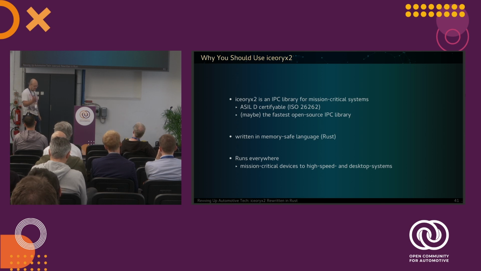Iceoryx, and also Rust. But here, the 5 insights, but also, let's say, Iceoryx is intended for mission-critical systems. So therefore, right from the beginning, we have written this so that it is certifiable according to ISO 26262. Also, I think when I looked at the different network communication protocols and also shared memory implementations, it is maybe the fastest IPC library out there.